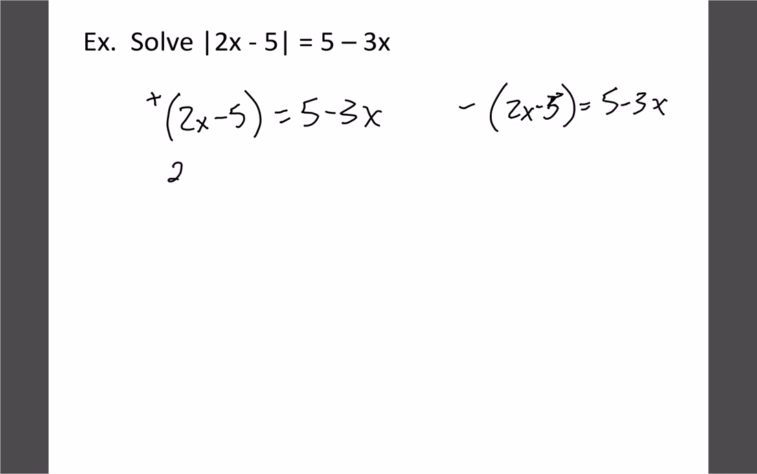And then just solve each of those. So we'd have 2x minus 5 equals 5 minus 3x. Let's bring the 3x over, so that makes it 5x. Add 5 to both sides, it would give us 10. Divide those out, we get 2.